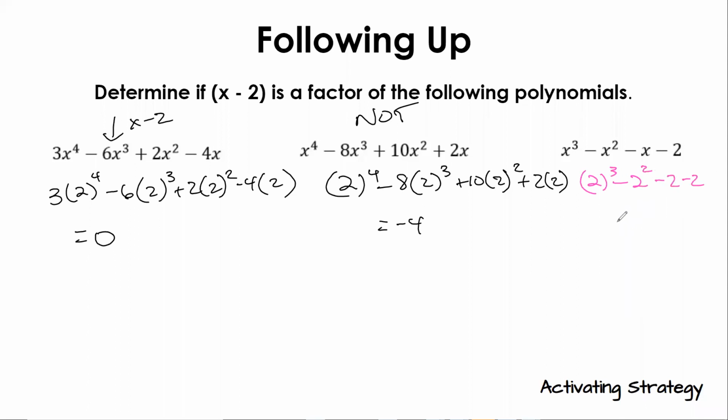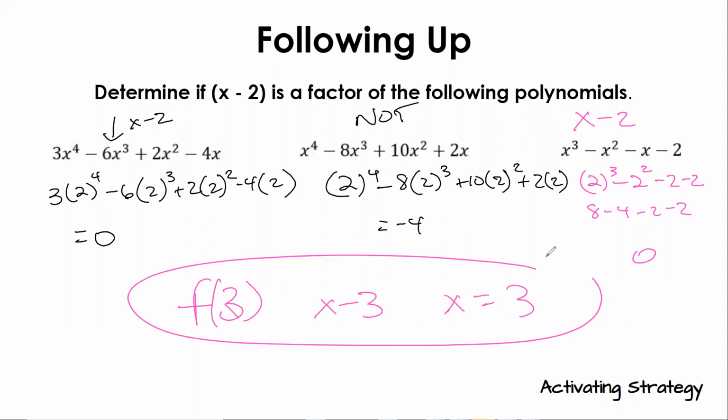What do you get? 8 minus 4 minus 2 minus 2. That gives me 0, right? Yeah. So it is a factor. The biggest thing is the notation. So knowing the difference between f of 3, x minus 3, and x equals 3. Those are really important. Okay, f of 3.